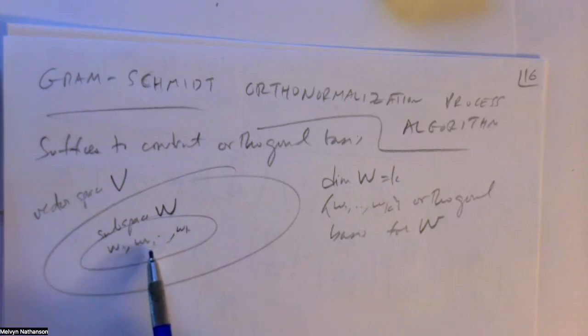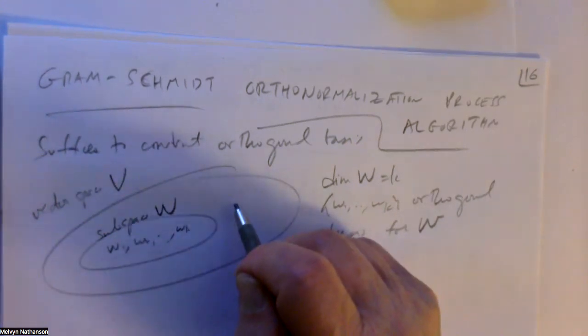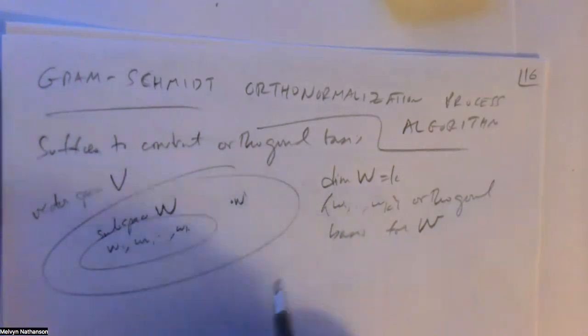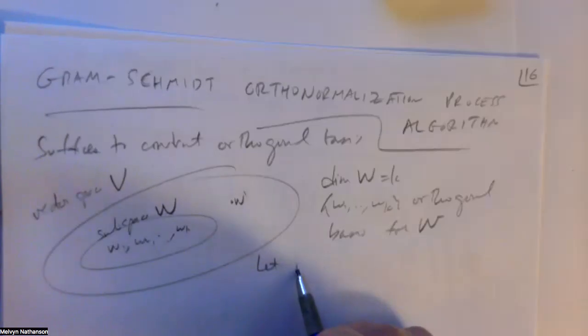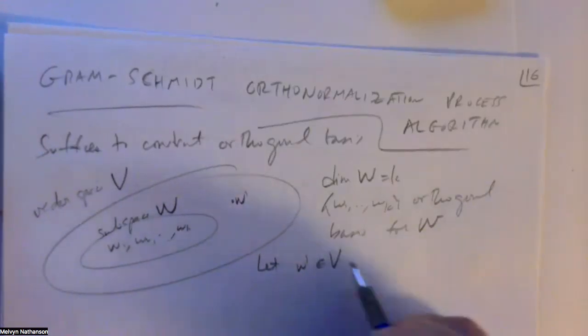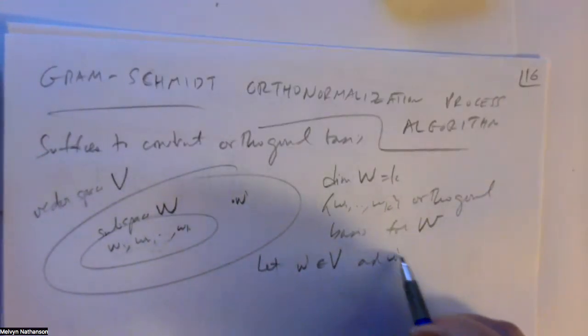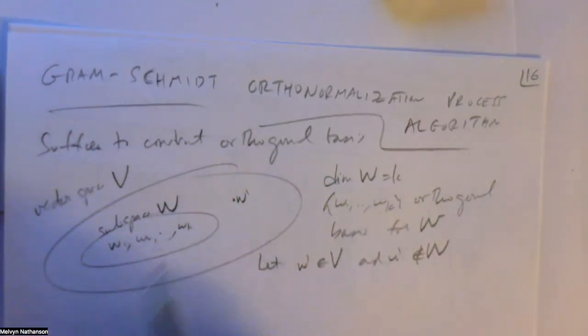And these are orthogonal. They're mutually perpendicular. The inner product of any two different ones of these is 0. We don't assume that these have length 1 yet. We don't have to. All we care about is that they're orthogonal. Suppose I take another vector, W prime, which is in V, but not in W. So W prime is outside of W.